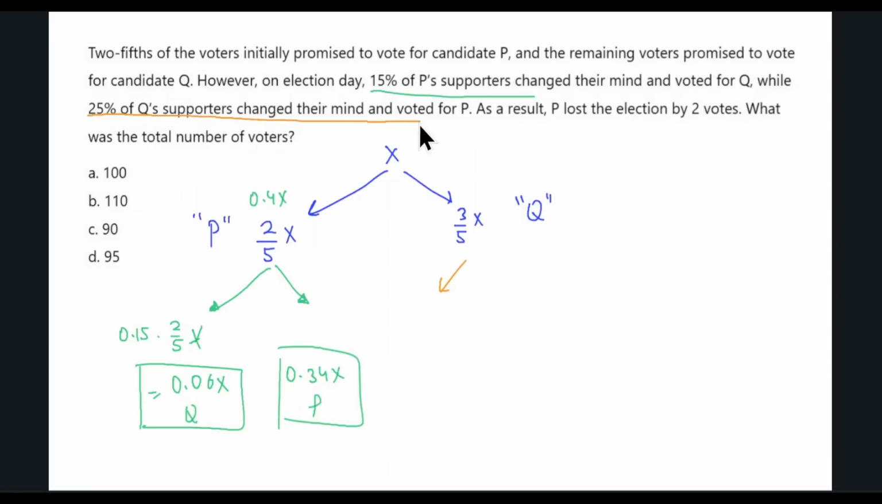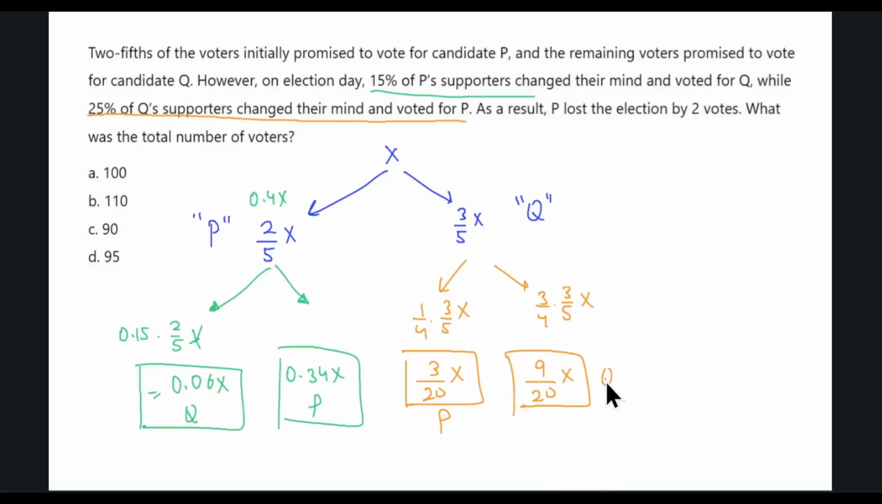25% of Q supporters changed their mind and voted for P. What is a 25%? 25% is easy, right? That's just 1/4. So 1/4 of 3/5 of X, which comes out as 3/20 of X, they voted for P. And the remaining voted for Q. Remaining will be 3/4, of course, 3/4 of 3/5 of X. So that is 9/20X voted for Q.